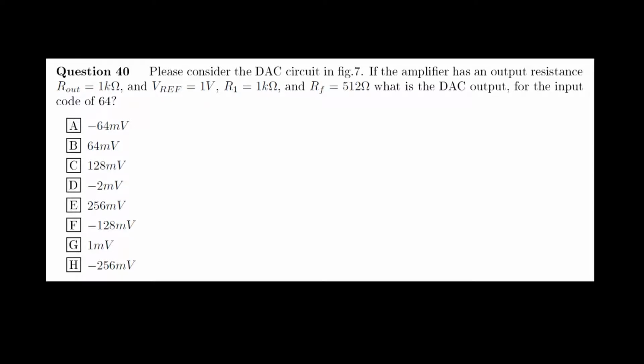This video will discuss the solution to question 40. Please consider the DAC circuit in figure 7. If the amplifier has an output resistance Rout of 1 kΩ and Vref of 1 volt, R1 of 1 kΩ and Rf of 512 ohm, what is the DAC output for the input code of 64? And then 8 possible output voltages are given.